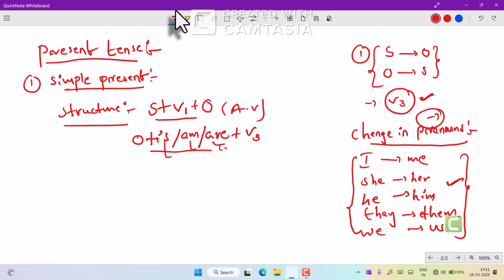So in this, let us take one example. She writes a letter. Okay, example, and then we understand. She writes a letter. Now in this, what we have to understand is, this is subject, this is verb, and this is object. We know this is subject, verb, and object.